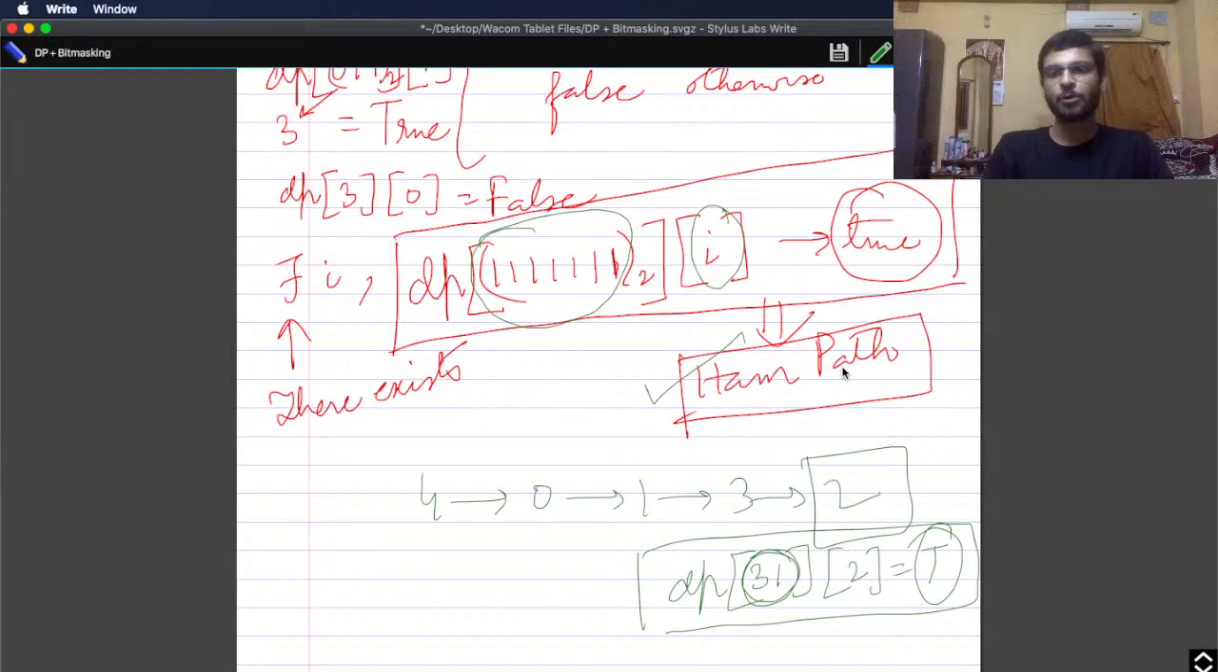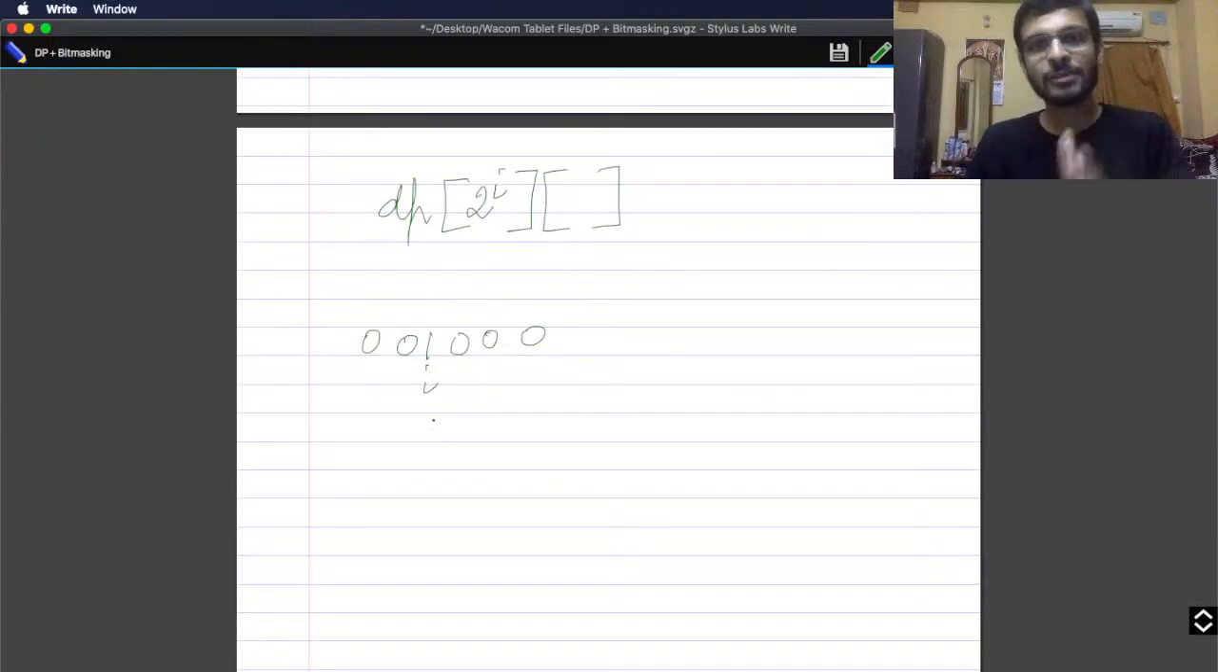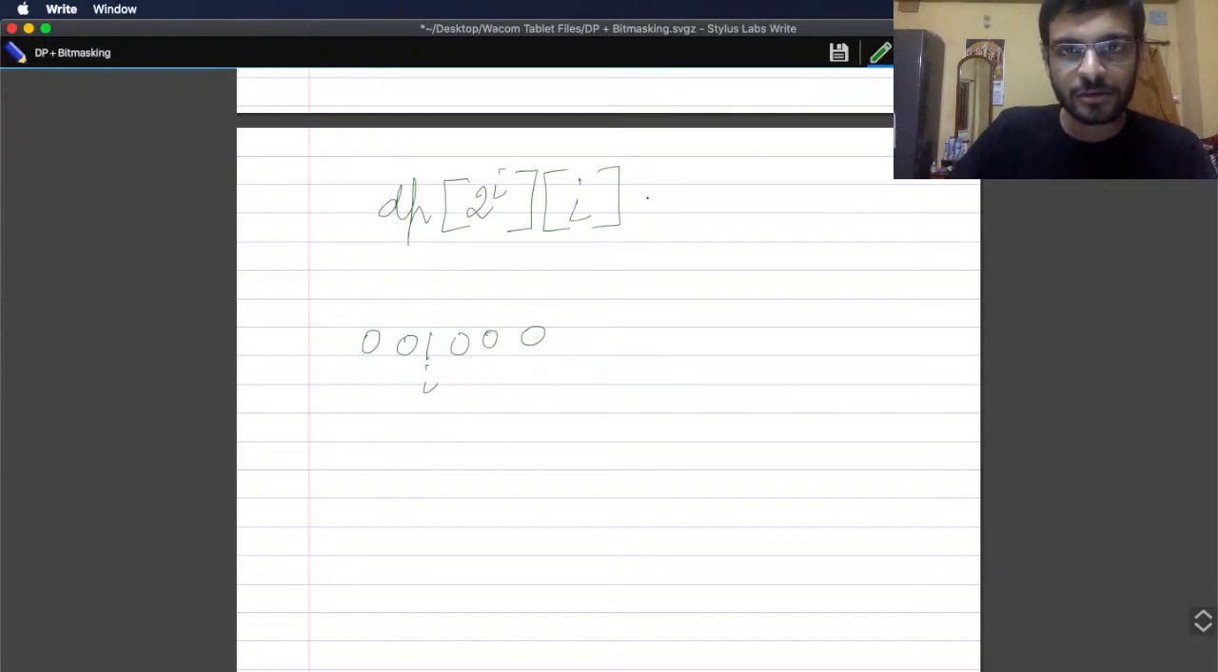Okay, so now how to calculate. The first thing, what can I say? dp[2^i], what will this particular mask represent? 2 to the power i, can we say it represents that only the ith vertex is present, and we know there is a path which has only the ith vertex, which ends at i only. So this is going to be true. This can be a kind of base case for me.